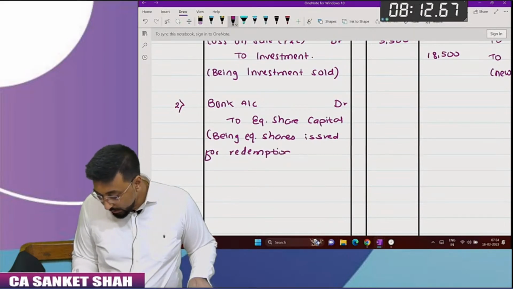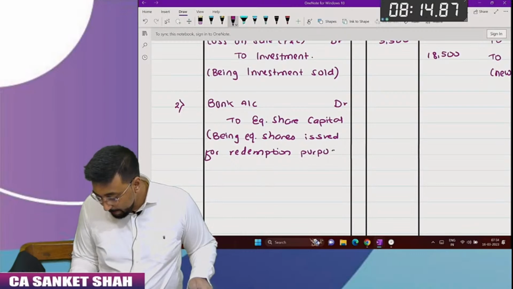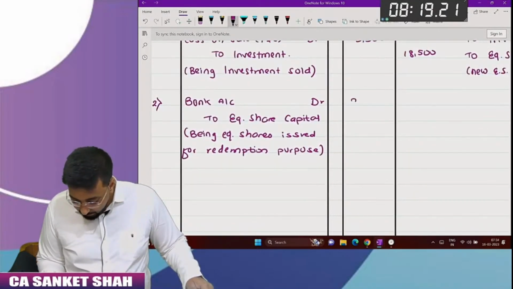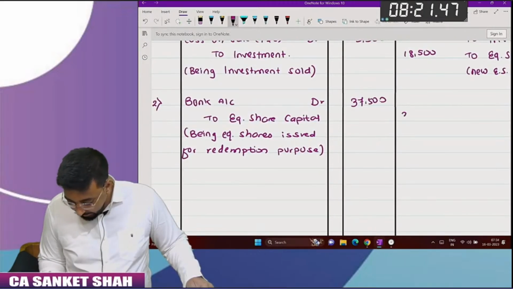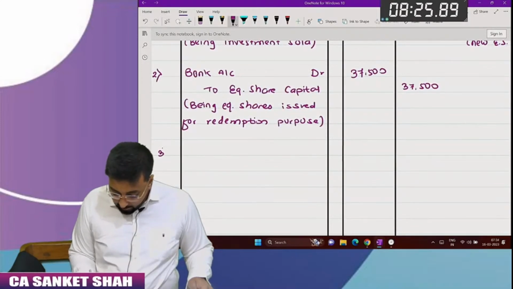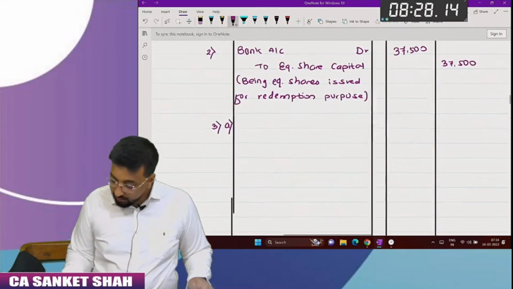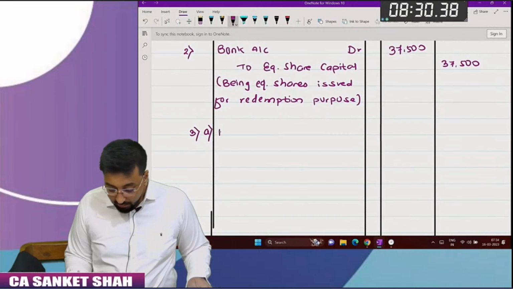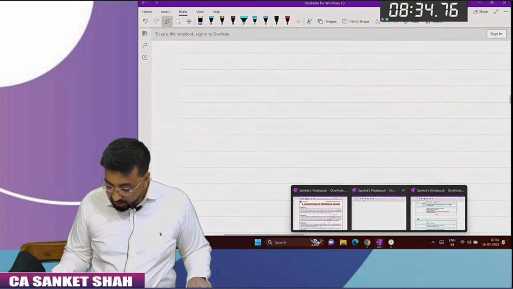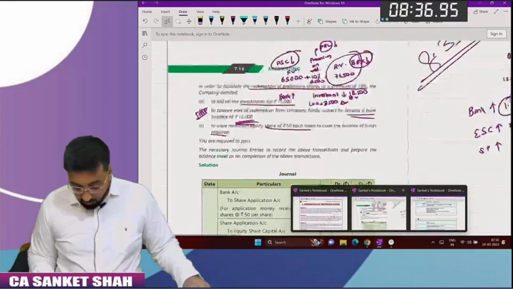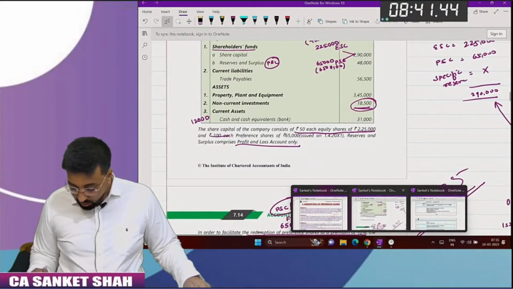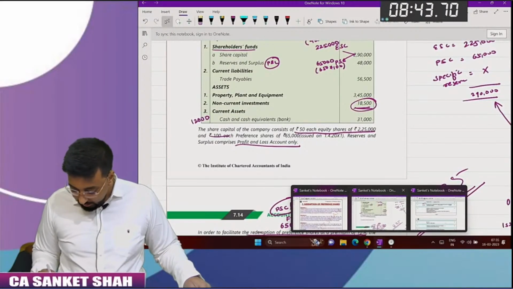What is the amount? 37,500. Third entry. Now we are going to redeem our preference shares. Okay, so what is the value of preference shares, beta? Value of preference shares, percentage are not given, na? So redeemable preference share capital account debit.